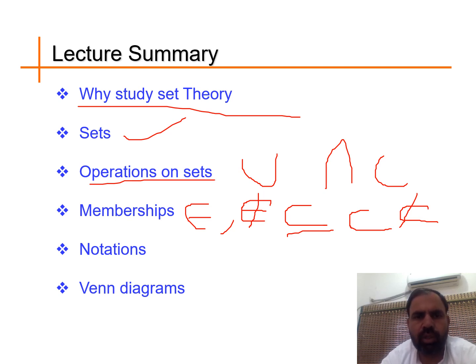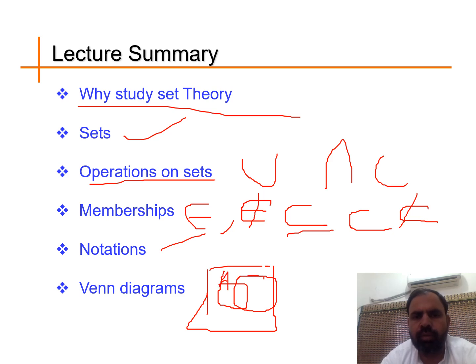We discussed notations. And last but not least, the Venn diagrams, which we discussed at the end of the lecture. We drew some diagrams with A and B. If there are two sets A and B, then union and intersection are graphically represented by Venn diagrams, which we discussed here.